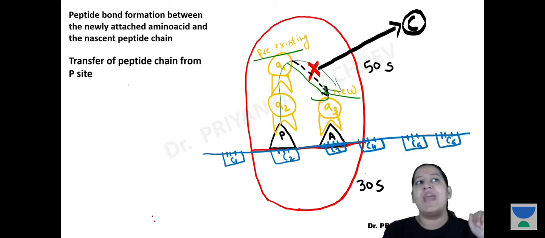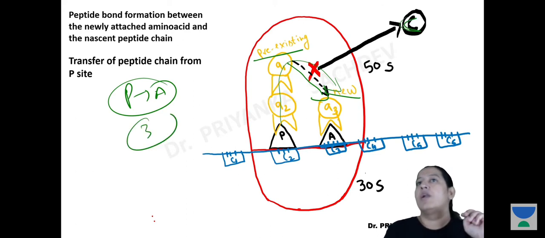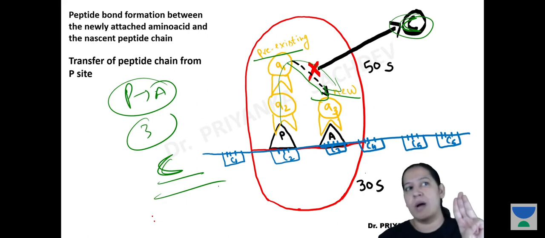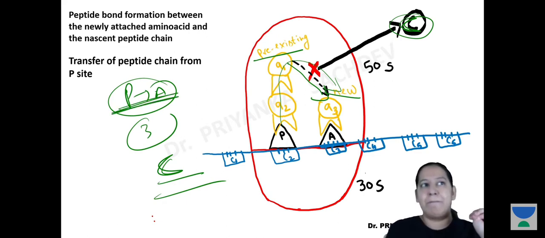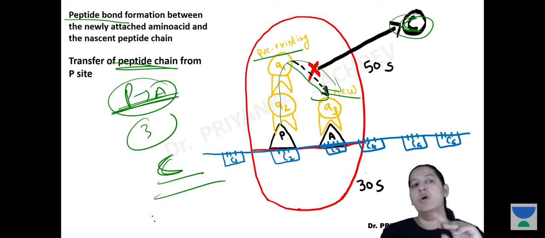That is P to A shift. The third step is blocked by chloramphenicol. So chloramphenicol is blocking the third step, which is peptide bond formation and transfer of the pre-existing peptide to the new one. This step is blocked by chloramphenicol.